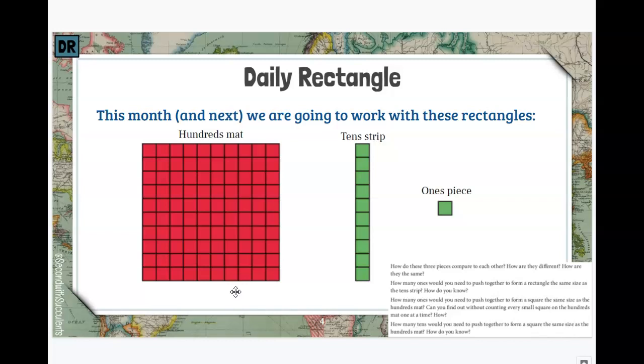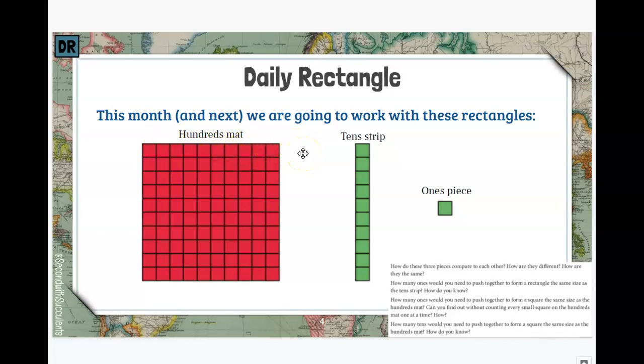Well, you could have been thinking a few different things. If you are thinking there's 100 squares on this mat, show a connection. Good thinking. You could have thought, well, if I have 10 ones in this strip, I can count the strips by 10 in this mat. You could have started over here and counted 10, 20, 30, 40, 50, 60, 70, 80, 90, 100.